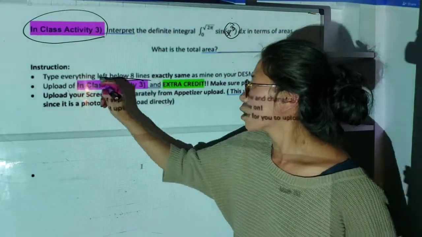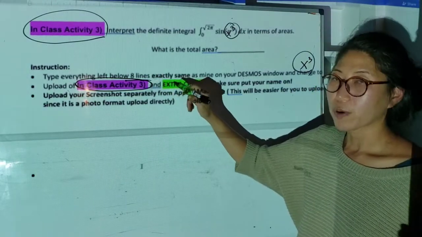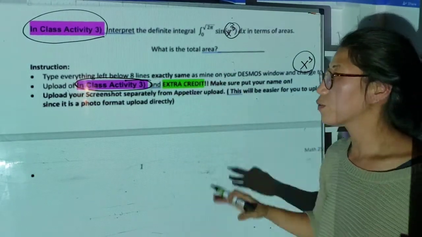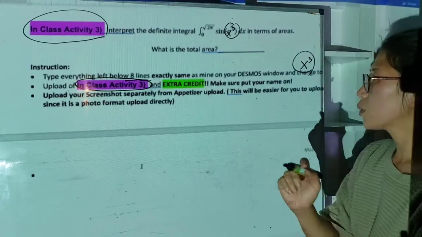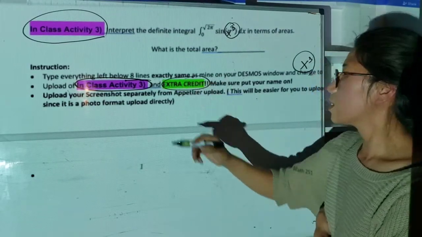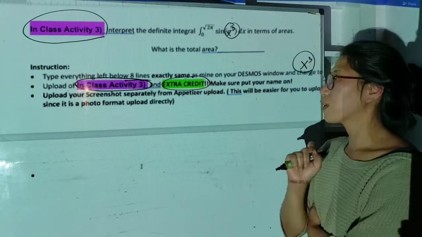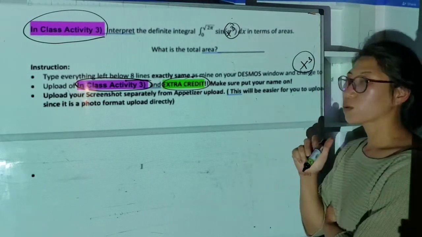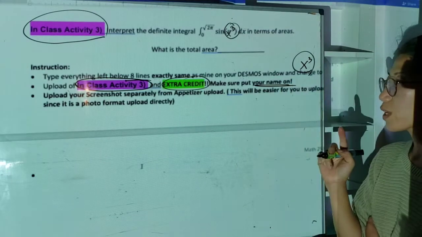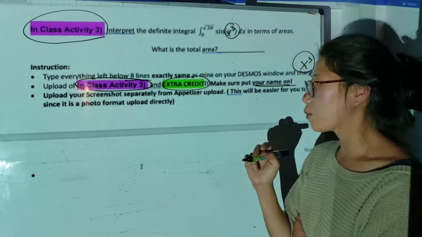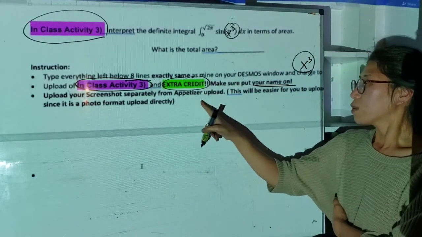So you are going to upload in-class activity 3, and it's going to be a zip file, or one of those photo files. The reason I want to make it separate is that it's easier for you to put the photos, and those who did extra credit can either put it separately or make one file together and put it together. I can totally read what you did. And don't forget, put your name on it wherever I can find it. So screenshot and then upload it, not on the appetizer.